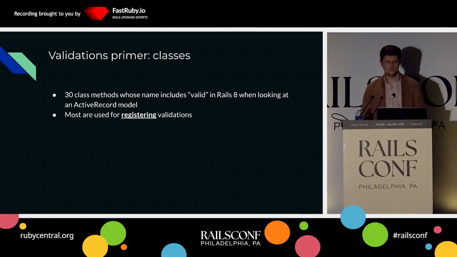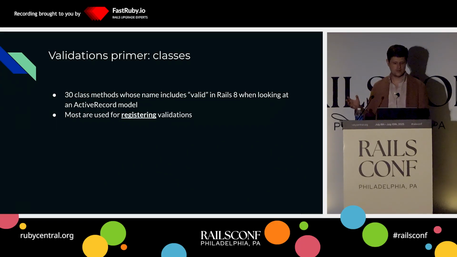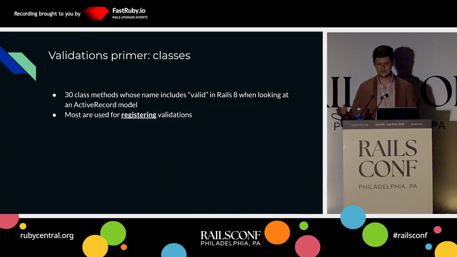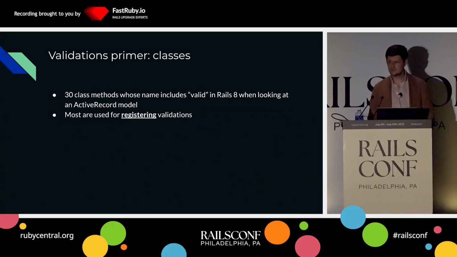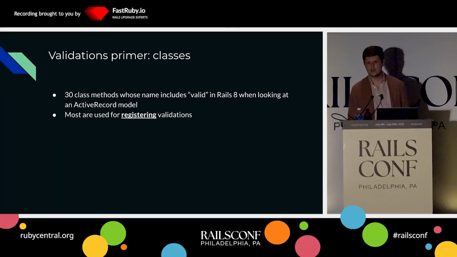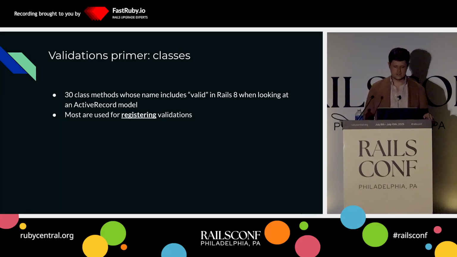With our Rails validators, we kind of have two sides to the same coin, classes and instances. At the class level, we have methods that I'm going to say are used for registering validations. These are things like validates, validate, validates_with, validates_presence_of. There are quite a good number of these if we look at our Rails models in Rails 8.